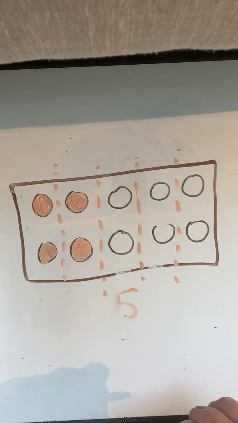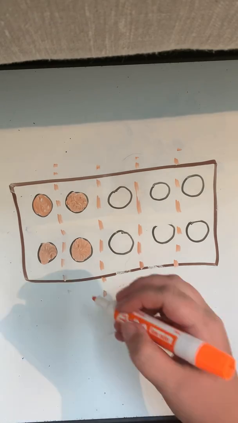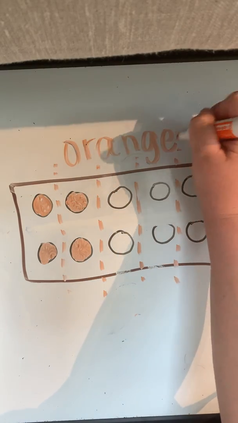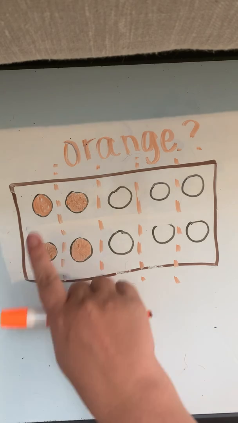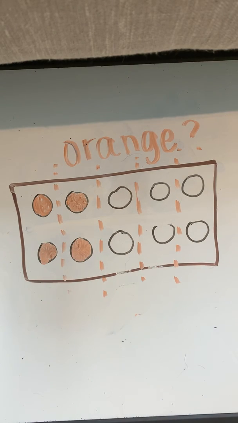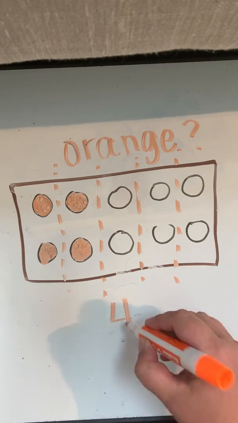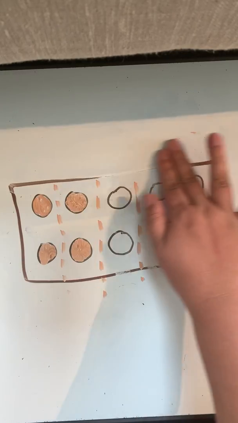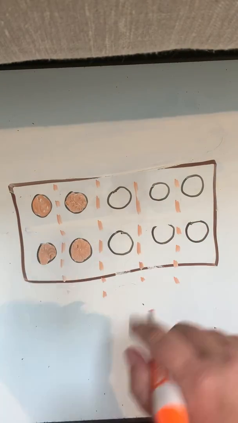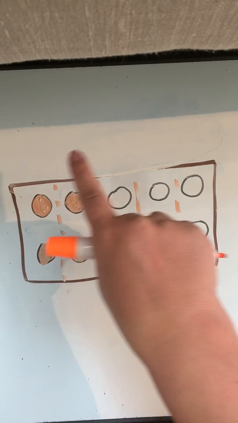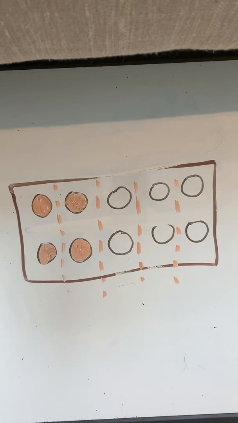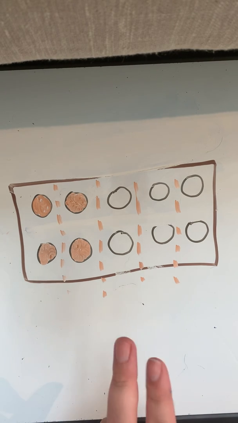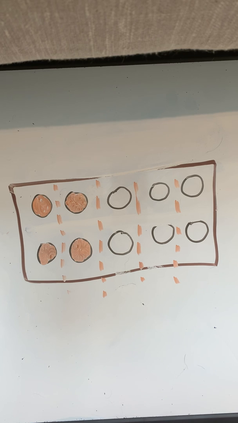Yes, we have 2. So my question for you is this. How many orange cookies are there? Out of my group, how many orange cookies are there? Good job. There are 4. But what if I asked you this? What fraction of my set of cookies have orange frosting on them? What fraction? Pause.